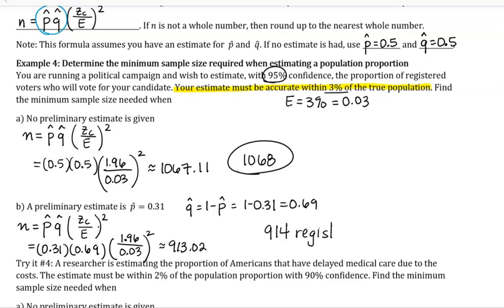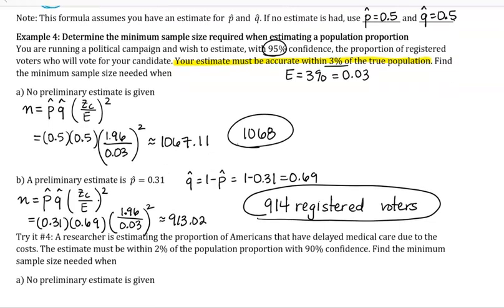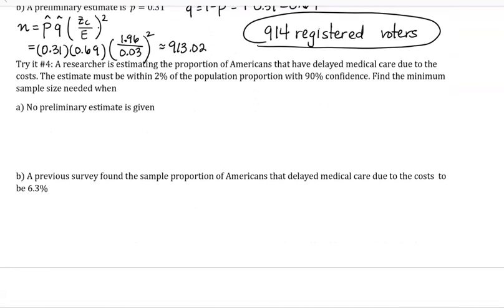And I should have written this on the first one, but we are talking about registered voters. That's how big our sample size would need to be, or bigger, to be within 3% of the true population with 95% confidence. Now on the next slide, you will try a very similar example where you're going to be estimating within 2% with 90% confidence. And you will do it two different ways. One, if you have no data starting off, or two, if you do have some data starting off that gives you a sample proportion to start with.